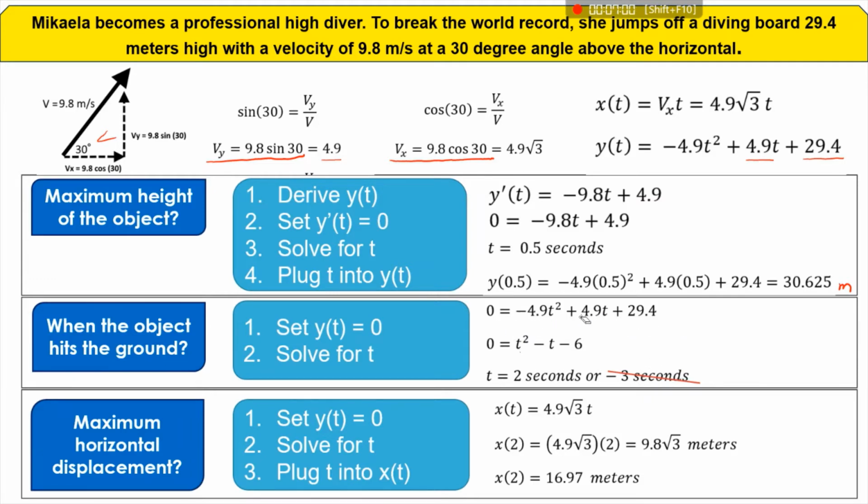If I want to find the maximum horizontal displacement, I can then take that time and plug it into our horizontal displacement equation, so that's here. If I plug 2 into this equation, I'll end up with 2 times 4.9, which is 9.8, times root 3, which is 9.8 root 3 meters, which if we multiply out is 16.97 meters. That's how far away Mick will end up from the diving board if she jumps.